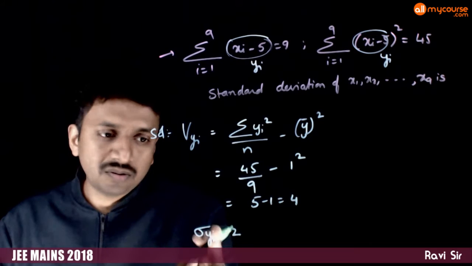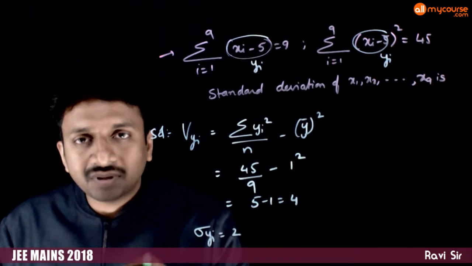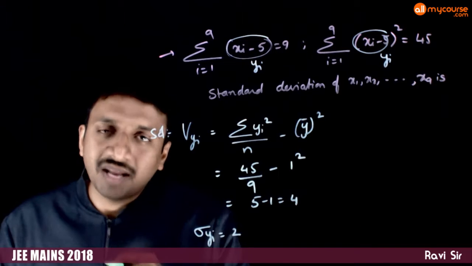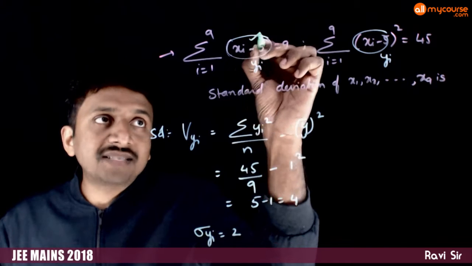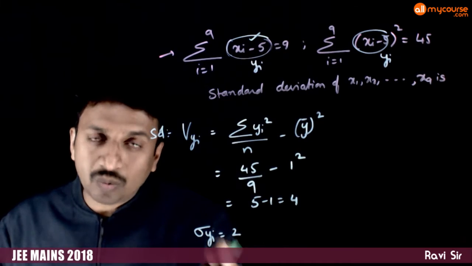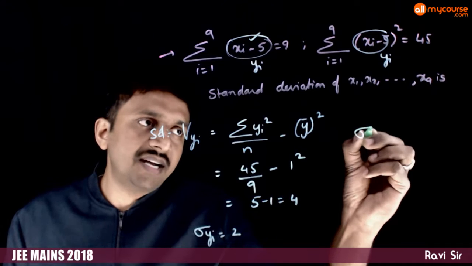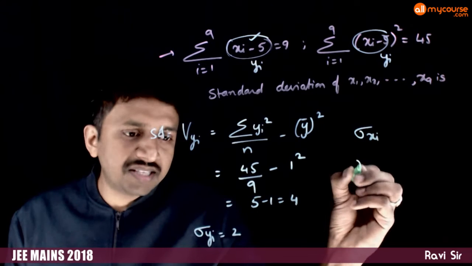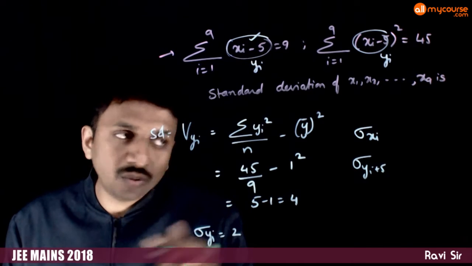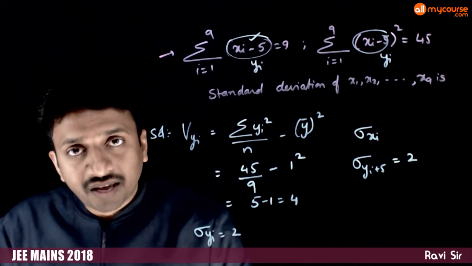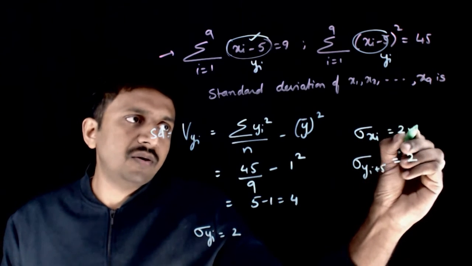So as we know, standard deviation does not change on addition or subtraction of a constant number to all these numbers. So if the standard deviation of xi minus 5 is 2, the standard deviation of xi's will also be equal to 2. So the standard deviation of xi, or the standard deviation of yi plus 5: if the standard deviation of yi is equal to 2, the standard deviation of yi plus 5 will also be equal to 2. Hence, the standard deviation of xi is also equal to 2.